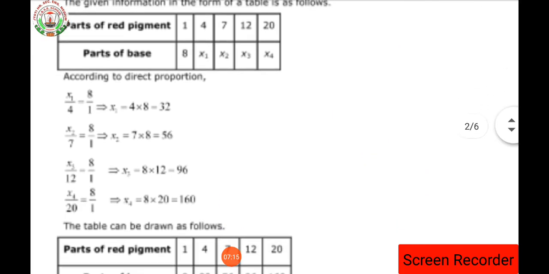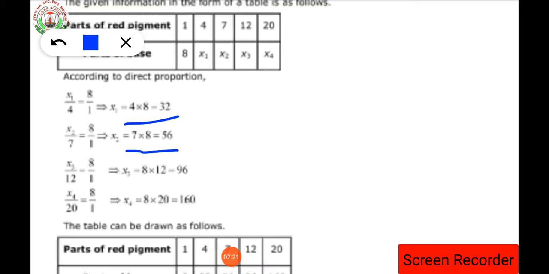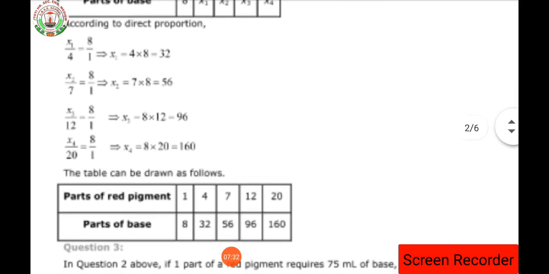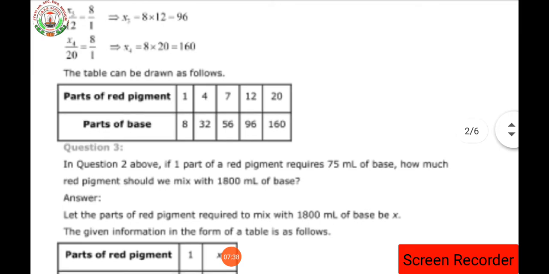In the same way, we can do the rest. We have 4 into 8, 32, 7 into 8 is 56, 8 into 12 is 96, 8 into 20 is 160. In the same way, we will get the answers just by doing the cross multiplications. So, have you understood up to here? Question number 2. Okay, now let's see question number 3.